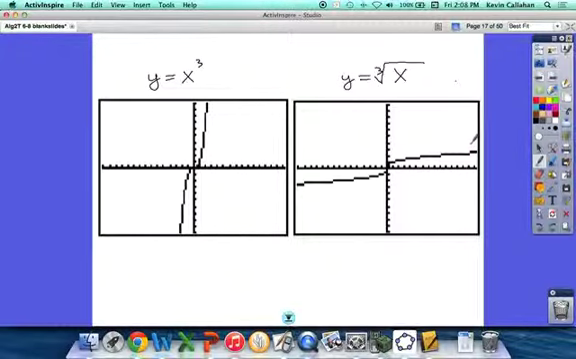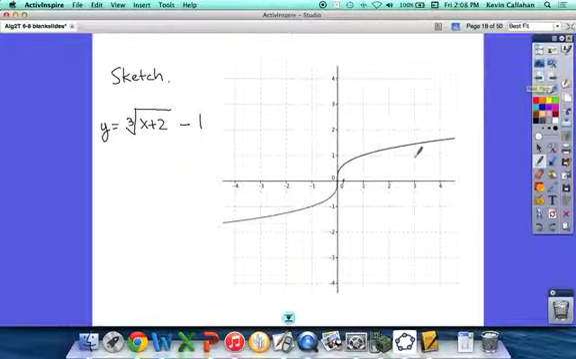So when you do a transformation of this, it's the same thing. This would be the parent function, and you use the transformations the same way. Right, there's the parent function of the cubed root. Okay, and what shifts are we going to put on this thing? Left 2, down 1.